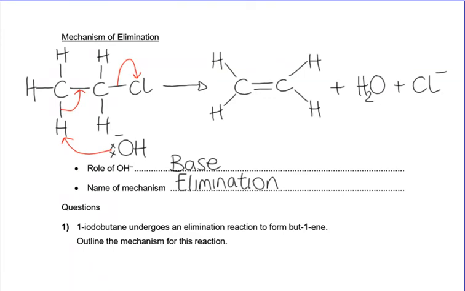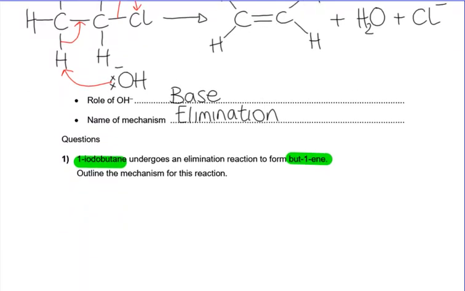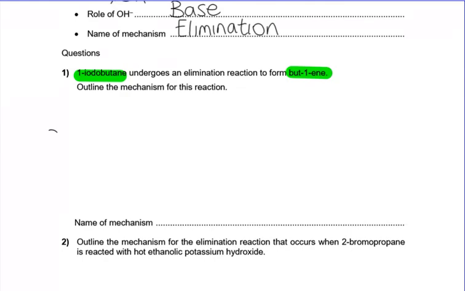Pause the video now and see if you can apply that to the elimination of 1-iodobutane to form but-1-ene. Okay, if you've had a go at that, hopefully you drew out 1-iodobutane with the iodine on number 1, and all the rest of this is saturated.